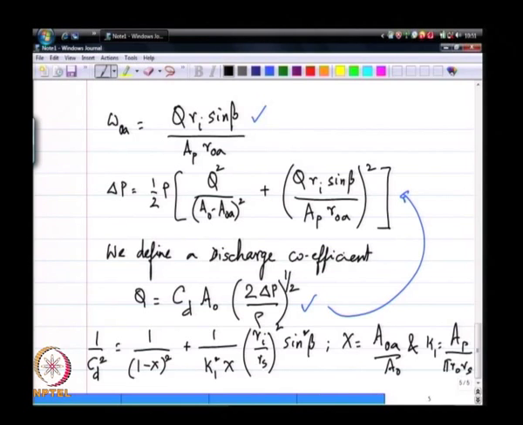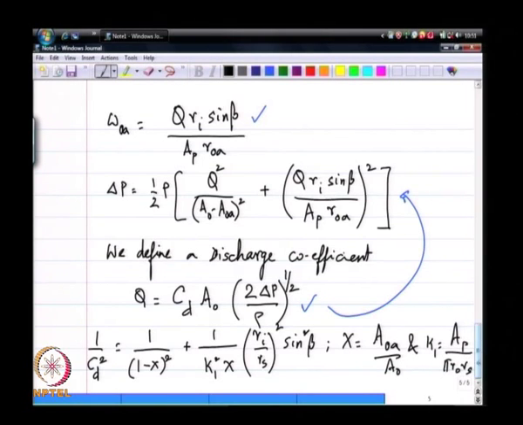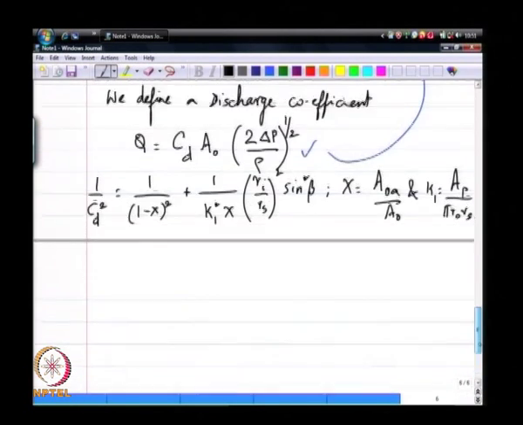X is A 0 A divided by A 0, which is like the fraction of the cross sectional area that is occupied by the air core. X is physically the fraction of the cross sectional area that is occupied by the air core. K 1 is this dimensionless group A P over pi R 0 R S. You can clearly see K 1 is dimensionless, so is X.